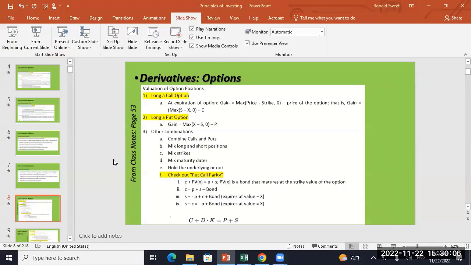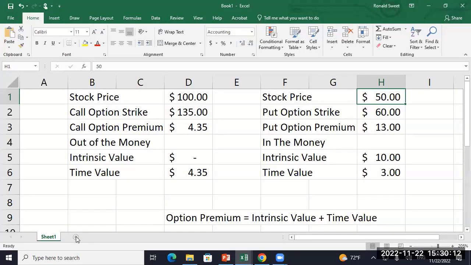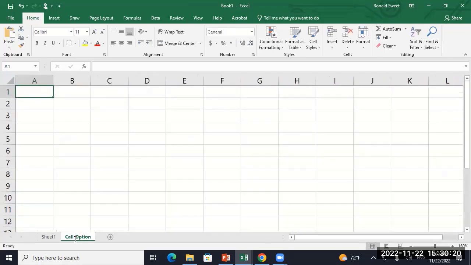All right. We only have 15 minutes, so let's do some simple ones. Let's start with a call option. Any stock you want me to try?